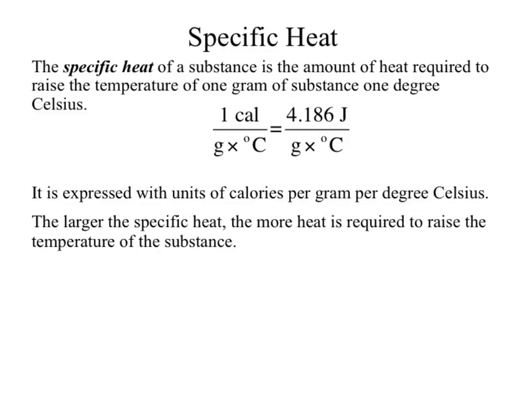What is our conversion between calories and joules? 1 calorie equals 4.186 joules. How'd you do that? There's a bunch of grams and degrees Celsius in there. Almost don't look at it, not quite.